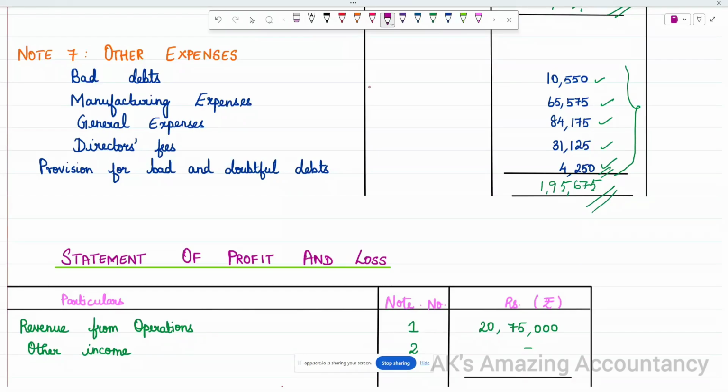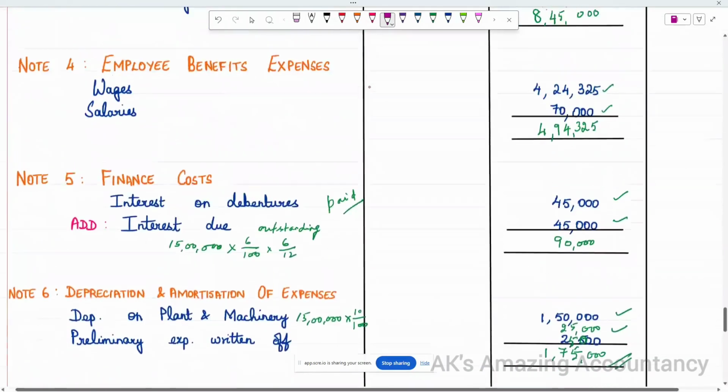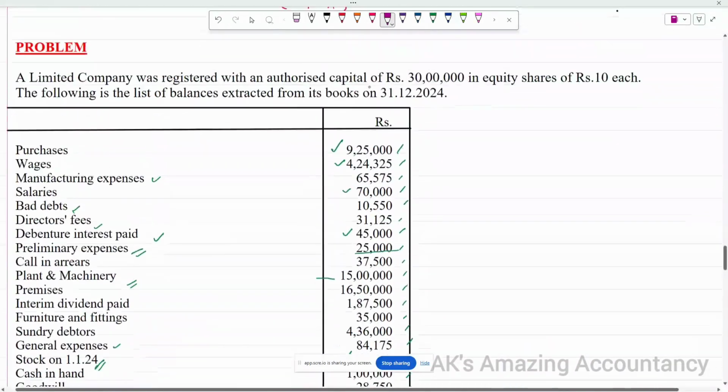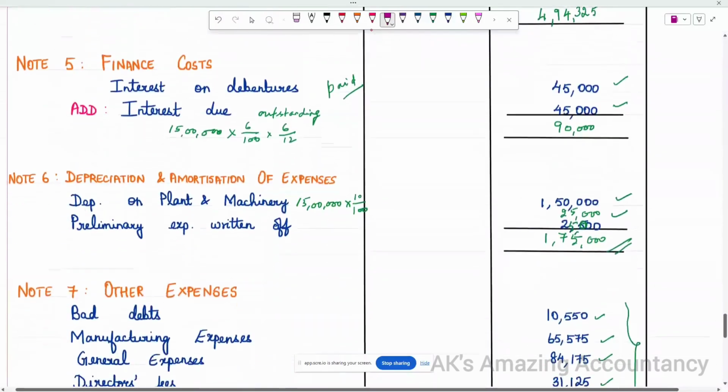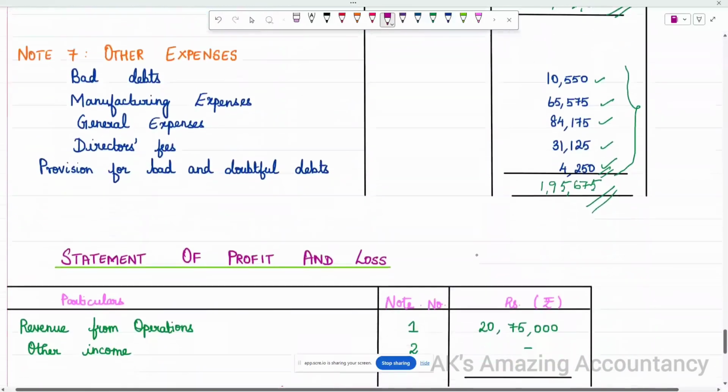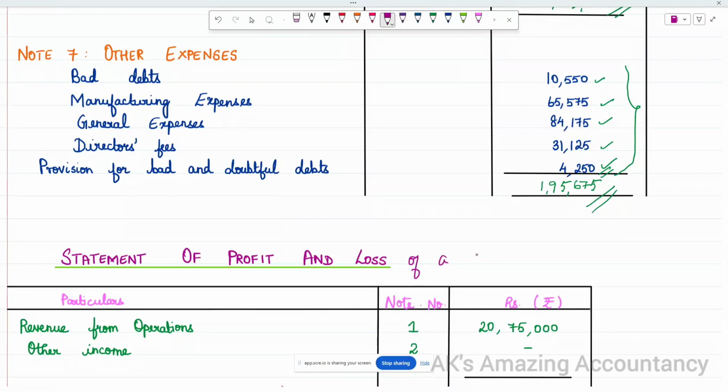So the heading will be statement of profit and loss. What is the name of the company in this particular problem? You are given a limited company. So you can just write statement of profit and loss of a limited company. Usually you will be writing for the year ending, whatever year is given, that can be mentioned there.